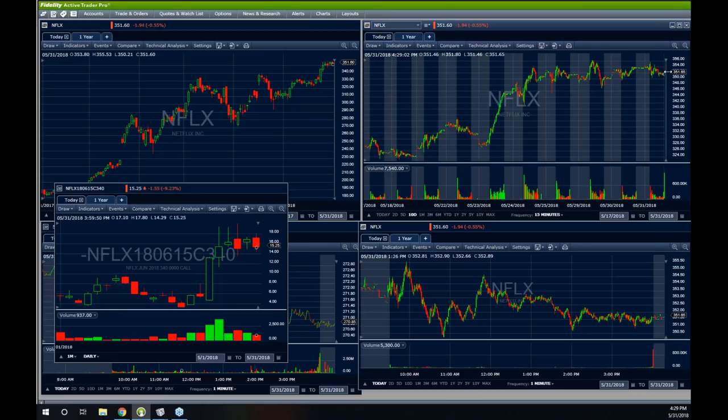Now, remember, in any option, this is a 340 option. The stock's trading 351 right now, and you get an option that's worth 15 bucks. As we get closer to expiration, the value of this option is slowly going to get towards that intrinsic value. So God forbid if we get a 5-point pullback on Netflix, where do you think this option is going to be? This option is going to get smoked out, okay? With you or without you, okay?